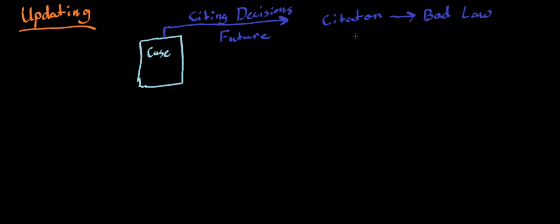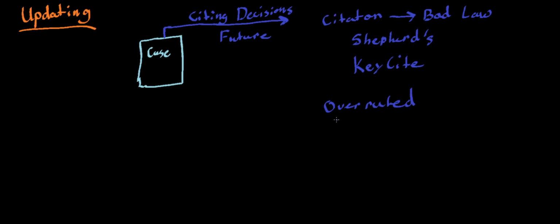So recall that Lexis has its Shepard's tool, and then Westlaw has KeyCite, and these both provide you a list of citing decisions, and you can use those citing decisions to see if future courts have either overruled or reversed, or even if the case has been declared superseded.